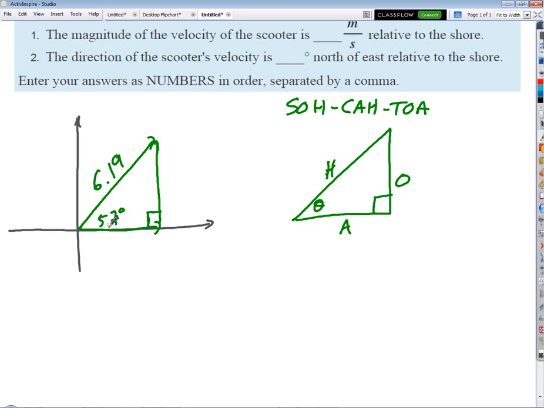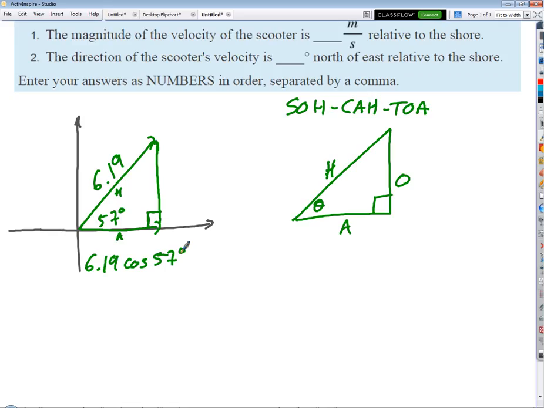Okay, so let's label these sides. There's my 57. What's the 6.19 going to be? That's the hypotenuse. We're looking for this part right here. Is that adjacent or opposite? Adjacent. So if that's adjacent and that's the hypotenuse, we multiply the magnitude by which function: sine, cosine, or tangent? Cosine, that's it. So this component is going to be 6.19, made a little bit smaller by multiplying it by the cosine of 57 degrees.